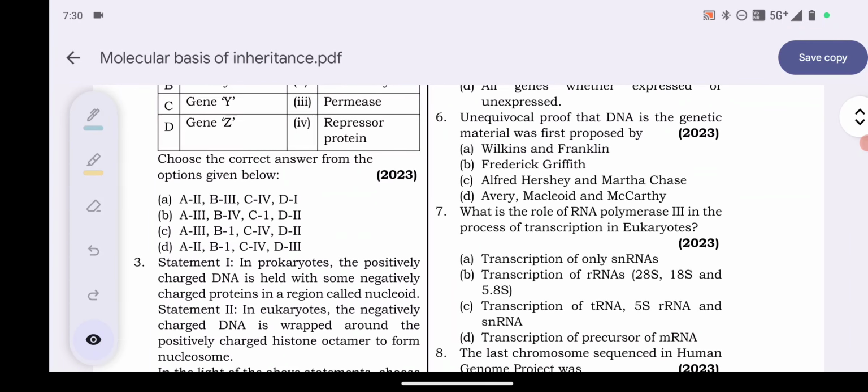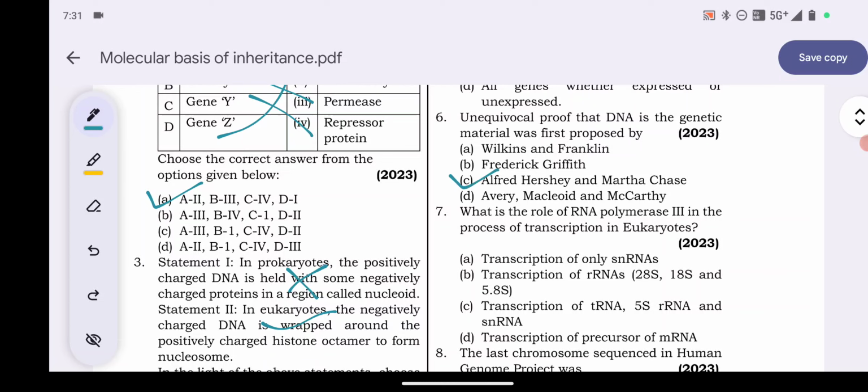Question number 6. Unequivocal proof that DNA is the genetic material was first proposed by: option A, Wilkins and Franklin; option B, Frederick Griffith; option C, Alfred Hershey and Martha Chase; and option D, Avery, MacLeod and McCarty. Here the answer will be Hershey and Chase, option C, Alfred Hershey and Martha Chase. They first proposed that the DNA is the genetic material.